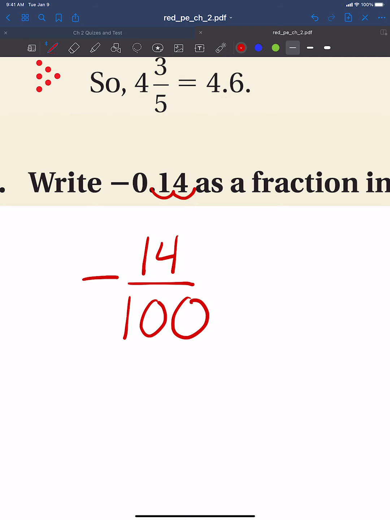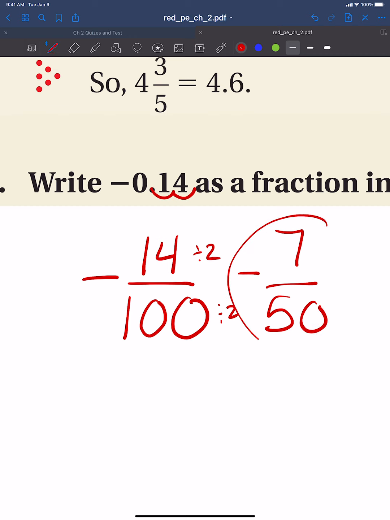Got to keep that with it, right? Okay, can I reduce? Yes. How do we know? Look at my little rules up there. What could I take out of it? A 2? Let's try. Divide by 2, divide by 2. 14 divided by 2 is? 7. 100 divided by 2 is? 50. Keep your negative with him, right? We can no longer go down. Are we done? Yes. There's nothing times anything that equals 7 that would also come out of 50, right?